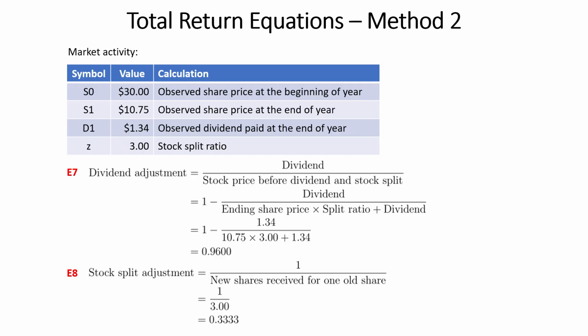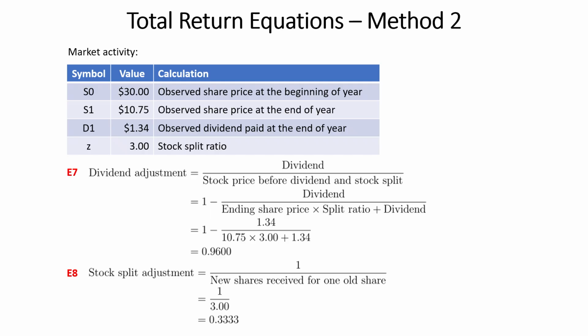So E7 is the first adjustment. That's a dividend adjustment, and you can see the equation there. Basically, we take the dividend divided by the stock price before the dividend and stock split. So if you go through that equation, we'll get the dividend adjustment of 0.96.